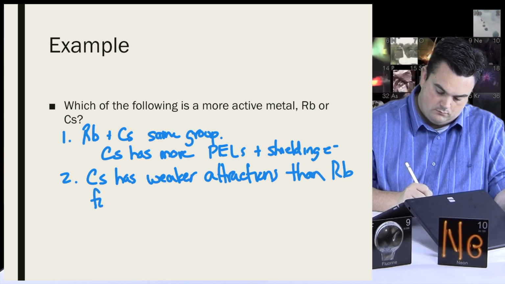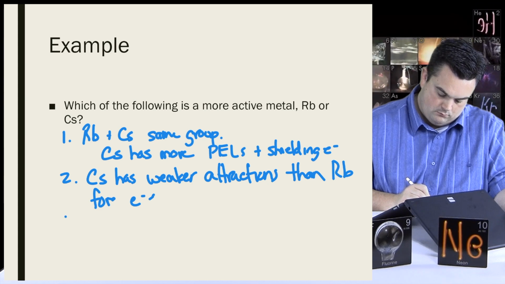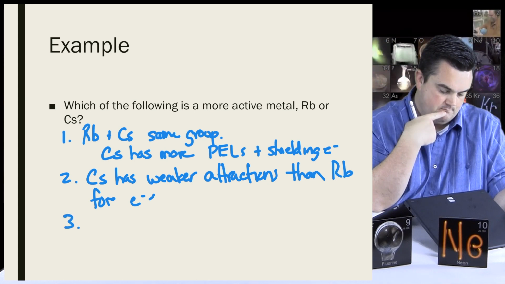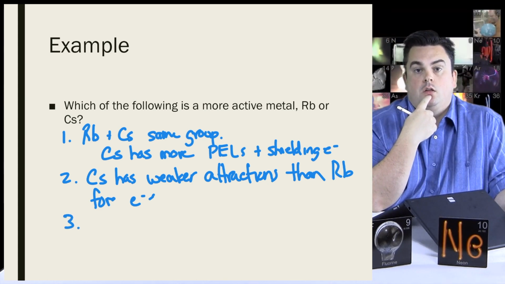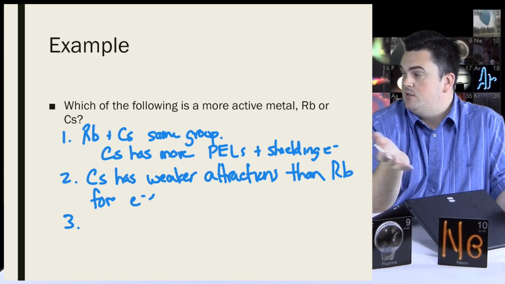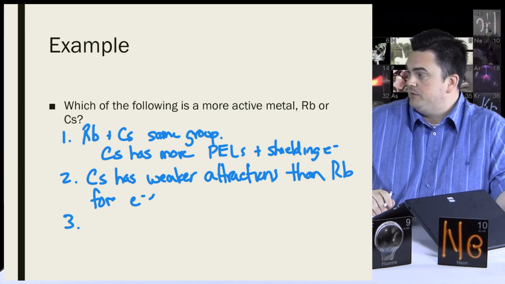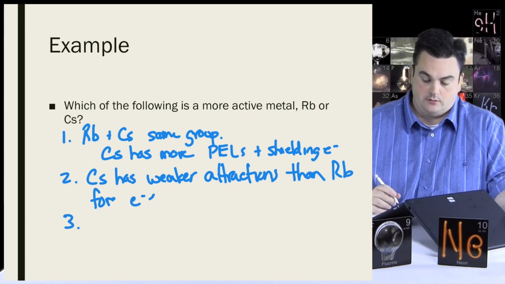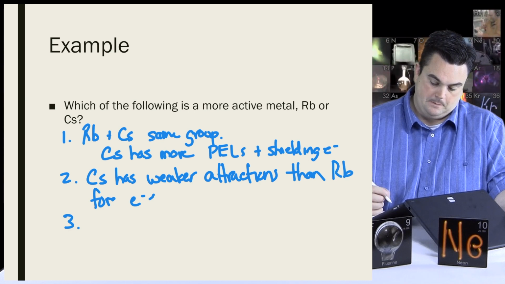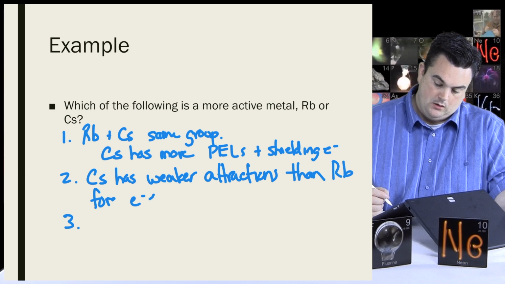All right, now this is where we bring everything together. The question asks, which is the more active metal? Now, active metals, what are they more likely to do? Lose electrons or gain them? Metals tend to lose electrons, non-metals tend to gain electrons, and we're talking about group 1 here, the alkali metals, so they tend to lose electrons. Right, good. So if we're going to establish which is the more active metal based on 1 and 2, what do you think we're going to say?